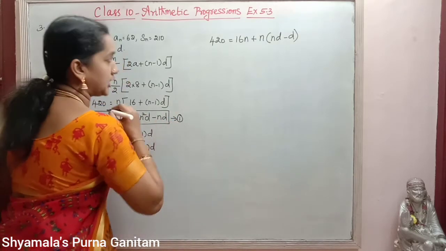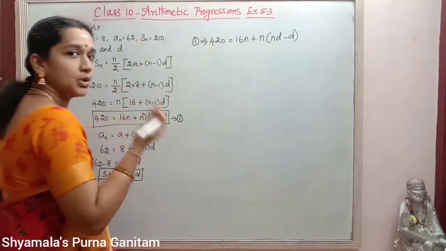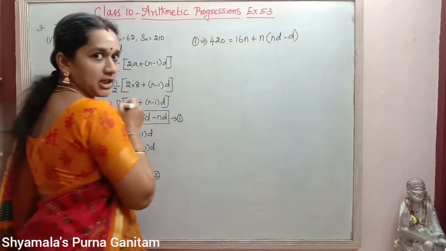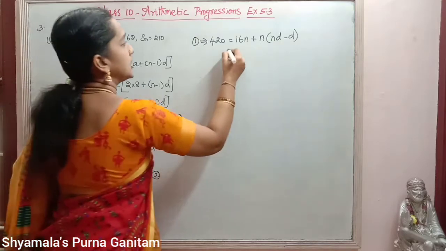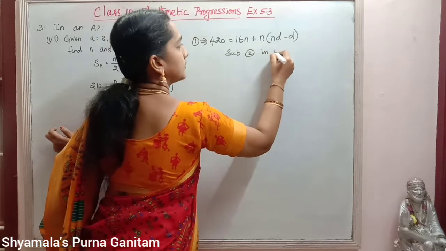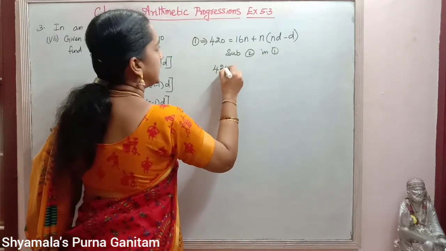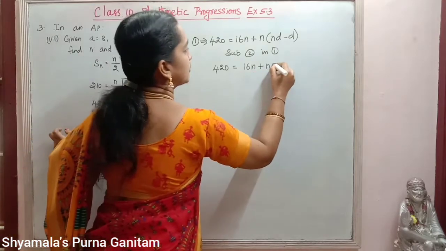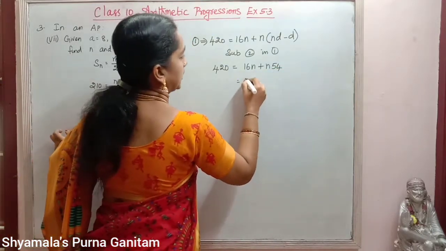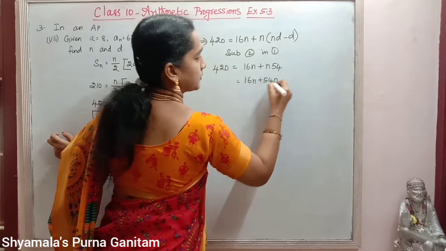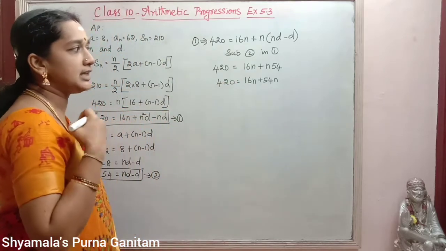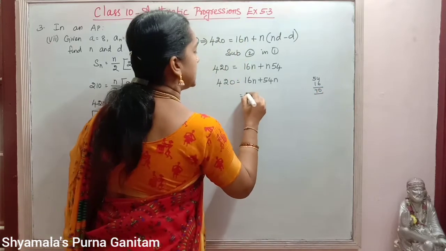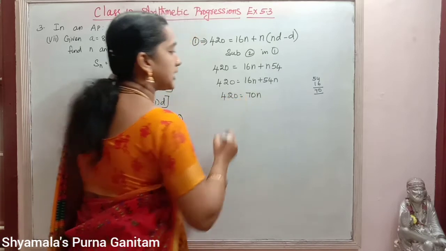With this we will take it as the first equation. So I am rewriting this first equation because I got a value for nd minus d, and I will take that as the second equation. So substituting 2 in 1, I will get 420 is equal to 16n plus n into 54, which is 16n plus 54n. 54 plus 16 is 70n. So 420 is equal to 70n.